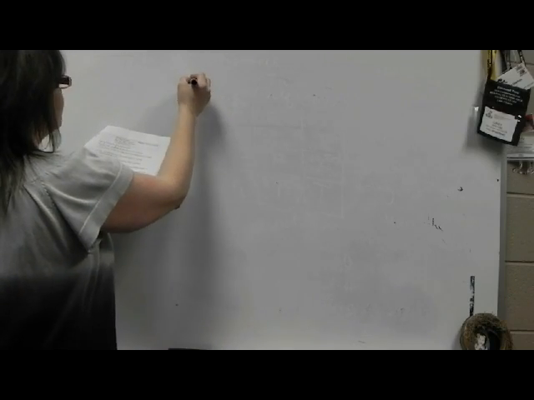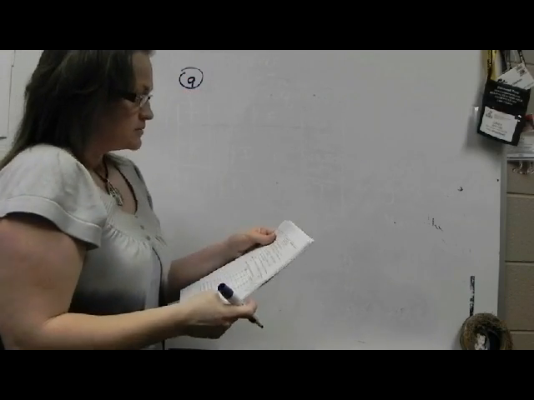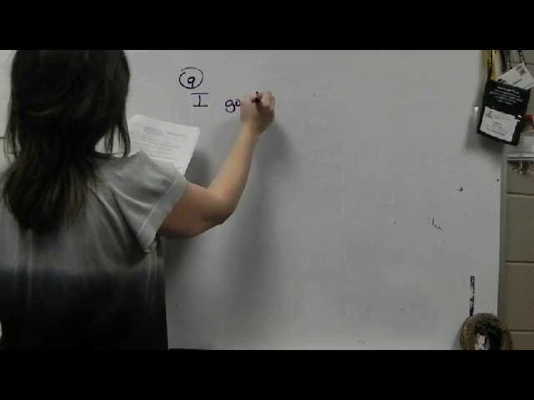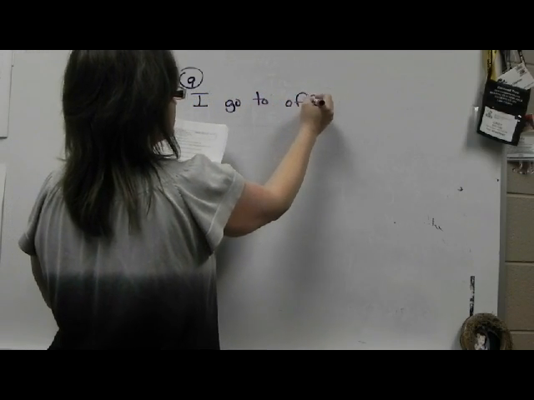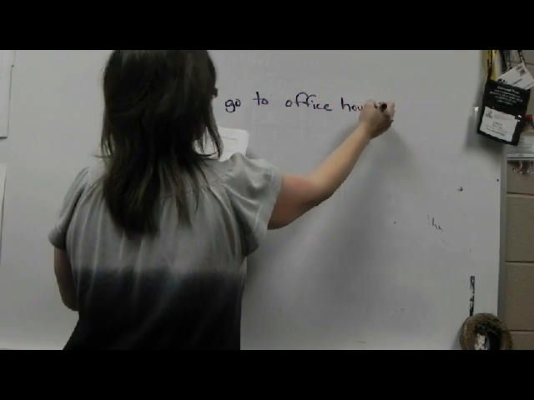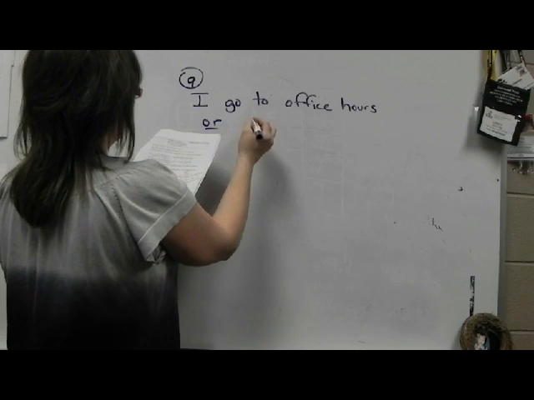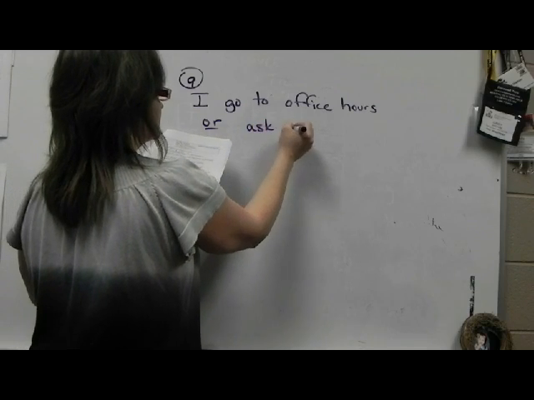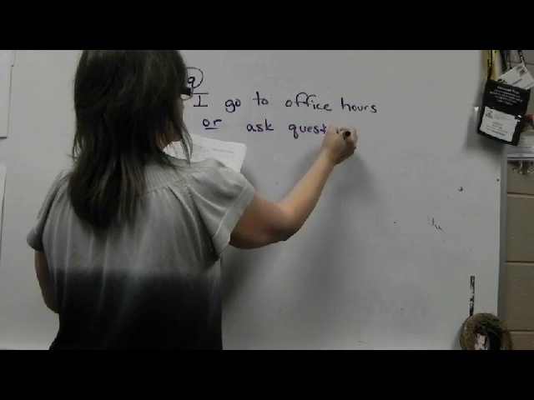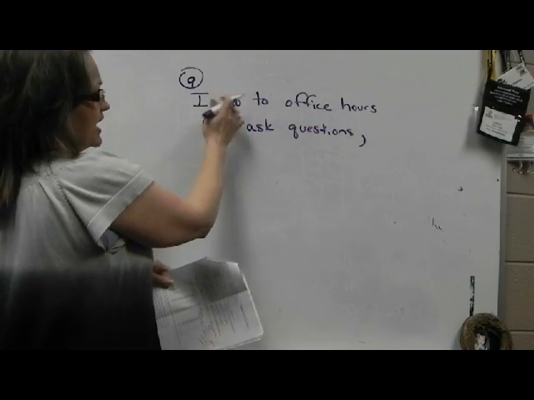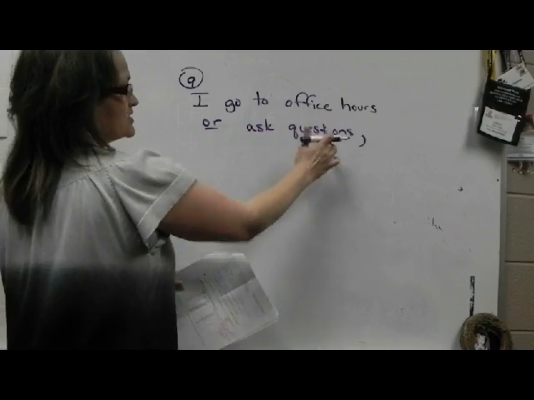Okay, number 9. We have a statement: I go to office hours, or, you know what that "or" means, that's the V, or ask questions. We have a comma, so that's going to be in a parenthesis. I go to office hours or ask questions.